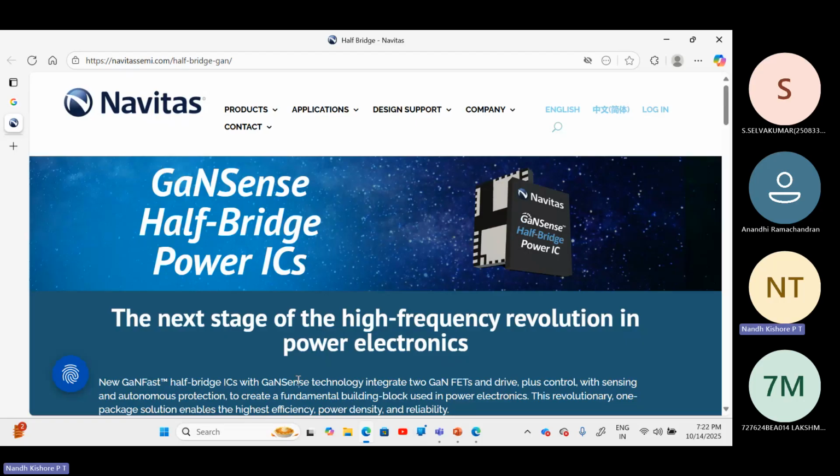Okay, so here it is written, right? GaN sense technology integrates two GaN FETs and driver plus control, sensing, automated protection, everything. So protection is there inside, sensing is there inside, gate driver is there inside. Two devices are there inside.